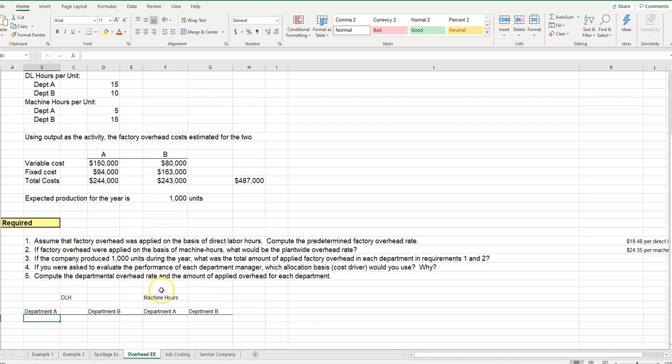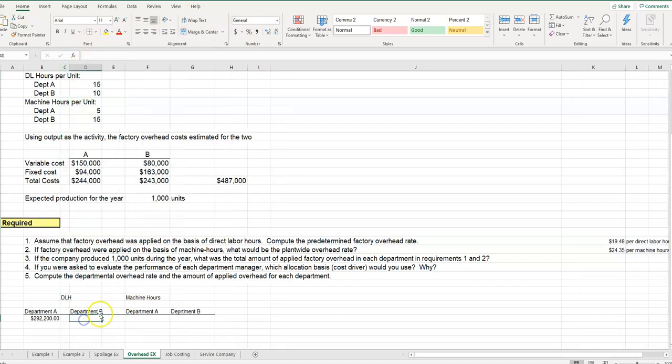For Department A, if we use this rate of $19.48 per direct labor hour and take that times 1,000 units at 15 hours per unit, so $19.48 per direct labor hour times 15,000 hours, we apply $292,200 in overhead to Department A. In Department B, we take $19.48 per direct labor hour times 10 hours per unit times 1,000 units, for $194,800 applied to Department B.